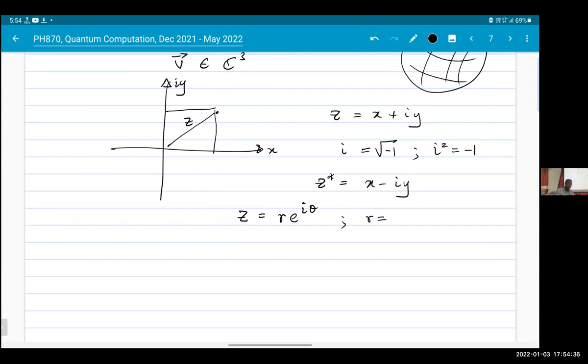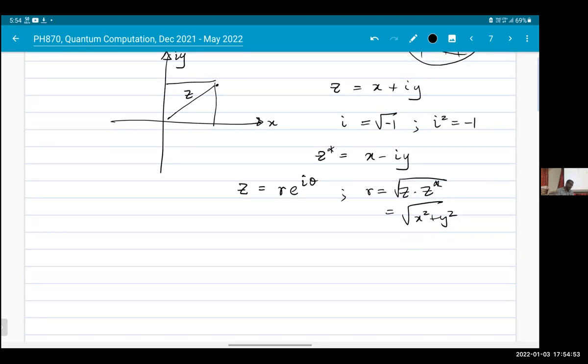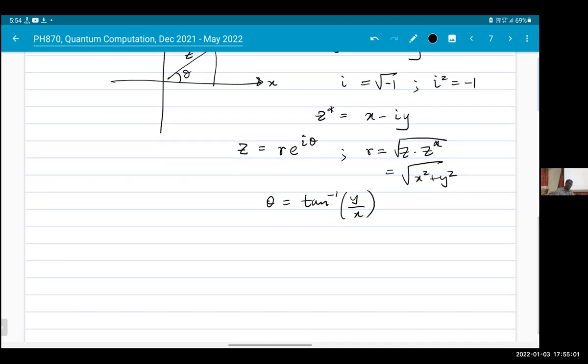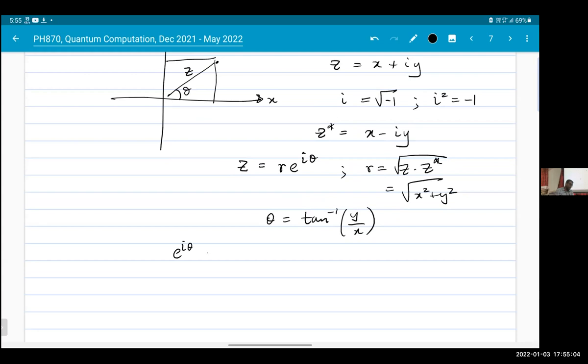So here, r is called the modulus. It can also be written as the square root of z times z conjugate, right? Which is equal to the square root of x squared plus y squared. And theta is this angle, right? So theta is tan inverse y by x, right? And then using Euler's formula, we can write this as cosine theta plus i sine theta. And so z can be written as r cosine theta plus i r sine theta.